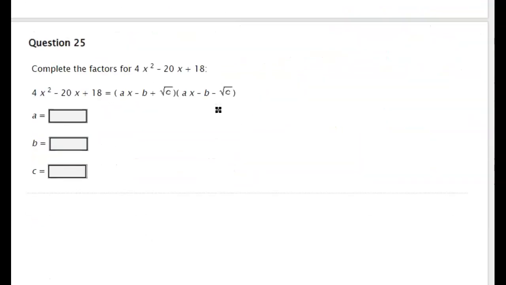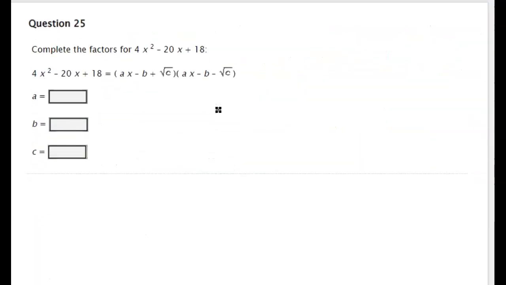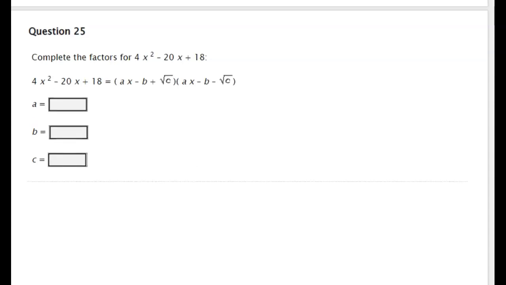All right, last question. Complete the factors for 4x squared minus 20x plus 18. All right, girls, I just had to delete what I had written. I had done this question, and when I checked my answer, my value of b was wrong, and I have no idea where I went wrong. So I'm going to attempt this question a different way to what I did before. I actually took the 4 out as a common factor later. So instead, I'm going to take the 4 out as a common factor from the very beginning.